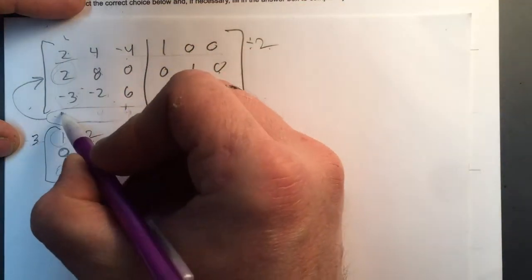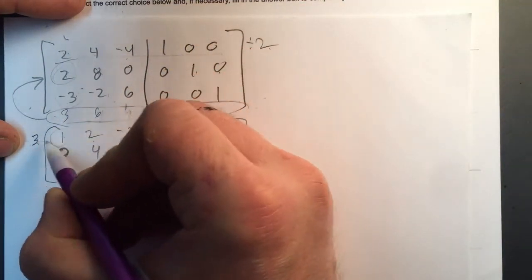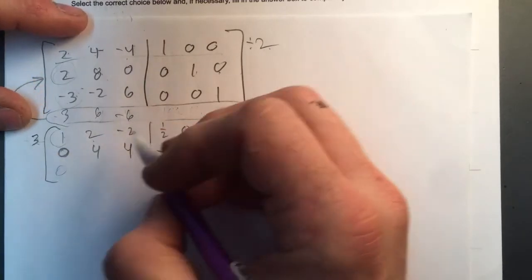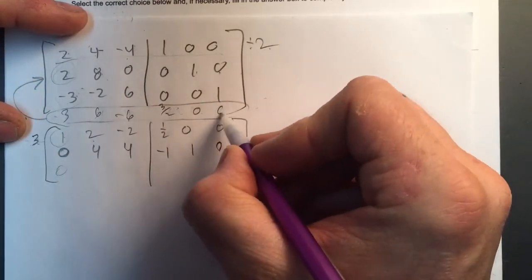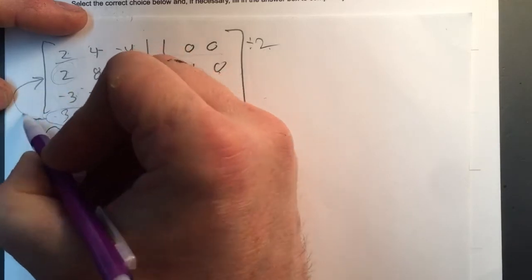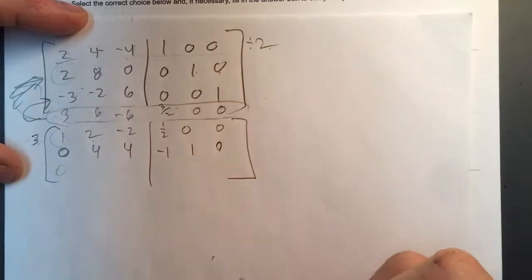So 3 times 1 is 3. 3 times 2 is 6. 3 times -2 is -6. 3 times 1/2 is 3/2. 3 times 0 is 0. 3 times 0 is 0. And now I add this to this row.